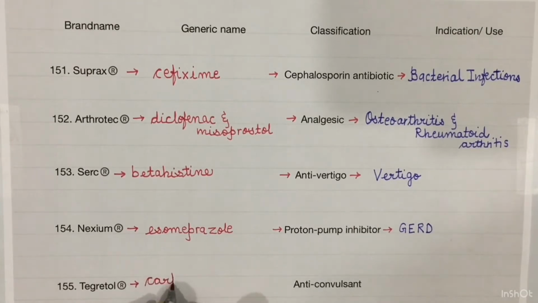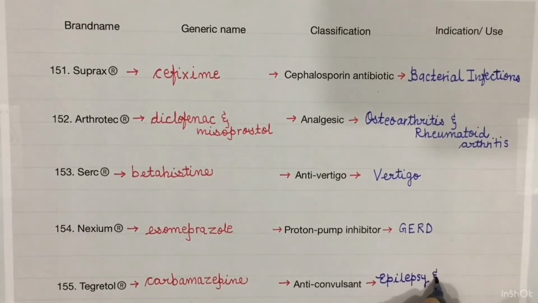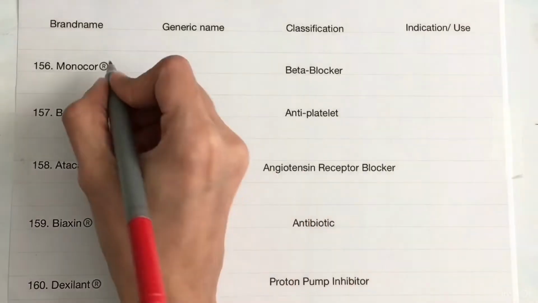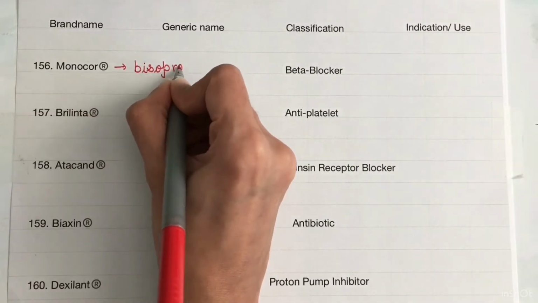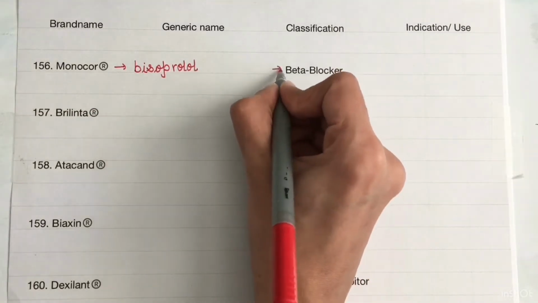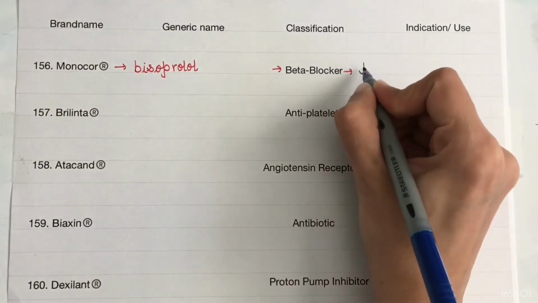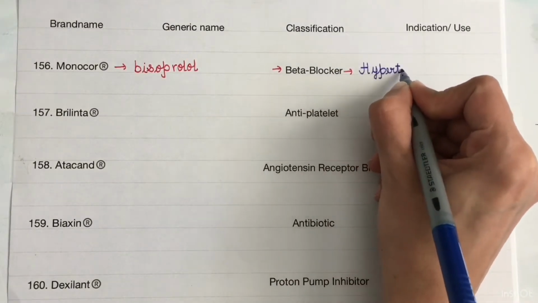155 is Tegretol. Its generic is carbamazepine. Its class is anticonvulsant, and it's used for epilepsy and neuropathic pain. So 156 is Monocur. Its generic is bisoprolol. Its class is beta blocker, and it's used for hypertension.